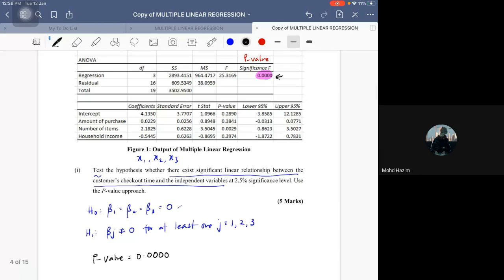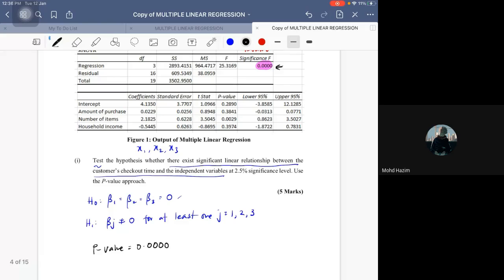So the p-value here, we are going to compare with our alpha value. And in this case, our alpha value is 2.5%. This is not 0.25, that is 2.5%. So 2.5 divided by 100 is going to be a value of 0.025. So do not get tricked by something like this.